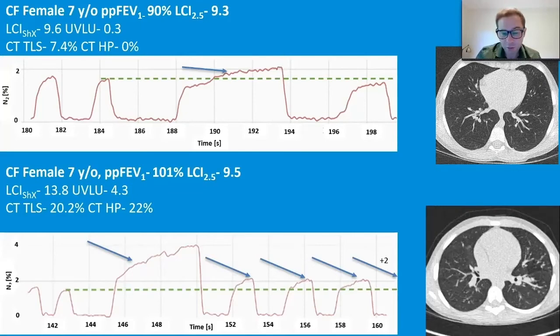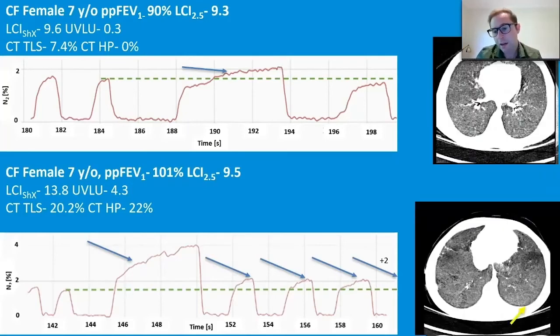And that's also what we saw in our corresponding short extension. And then if we look on their corresponding CTs and we just fiddle with the CT images just slightly, we can see this large patch of hyperinflation on the bottom CT there.